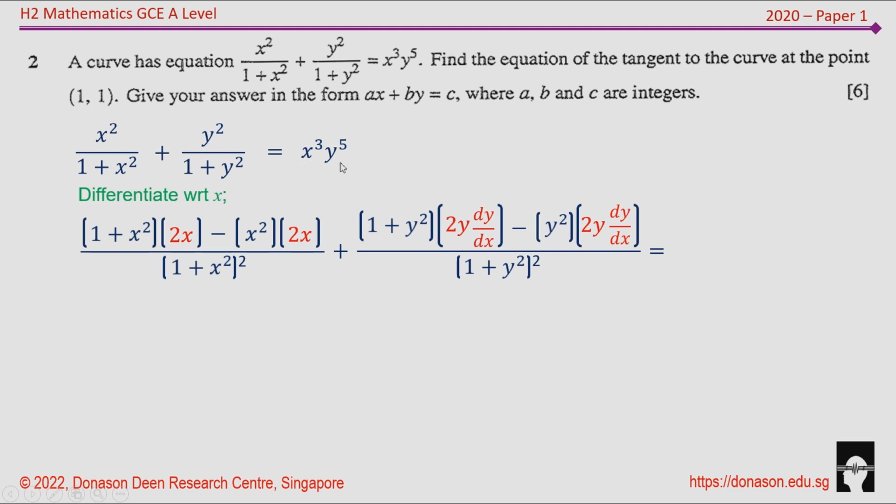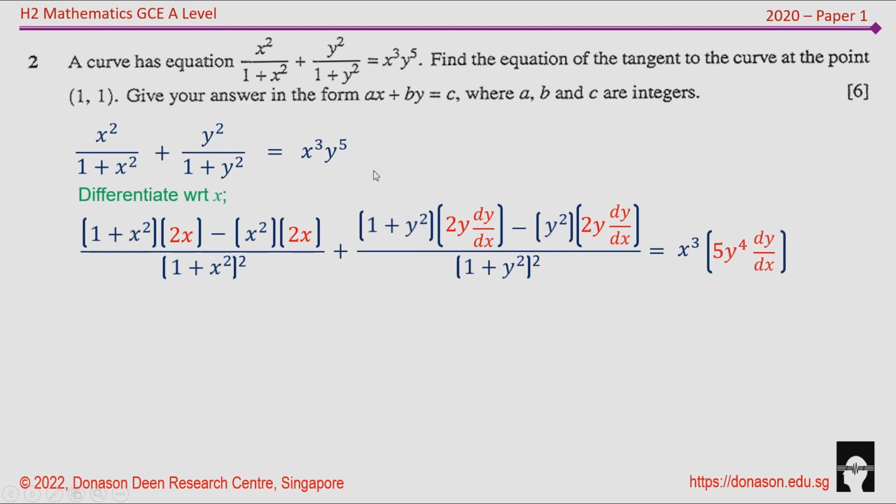Now let's go to the right hand side, and once again we can see that it is a product of two functions. Therefore we are going to use the product rule. So we're going to keep the x cubed fixed, and we're going to differentiate the y to the power of 5. So what would it be? You bring the 5 to the front, and the power would become a 4.